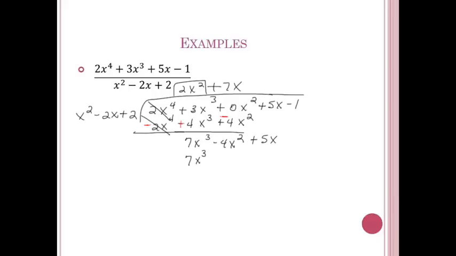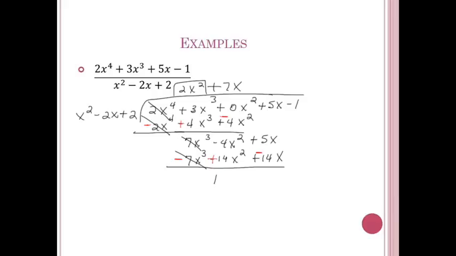Middle term here, 7 times negative 2 is negative 14. X times x is x squared. And then this last term, 7 times 2 is plus 14, and then x. Okay. Now we need to change our signs and then add. So this becomes negative, this becomes positive, and that becomes negative. Then we're going to add. This adds to be 0.